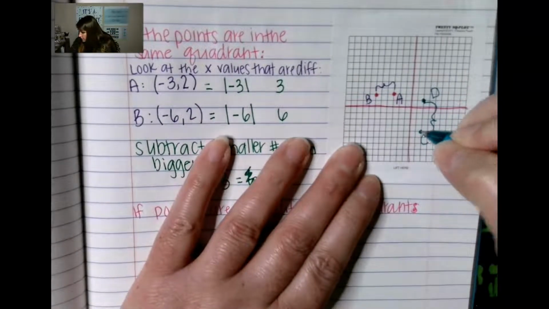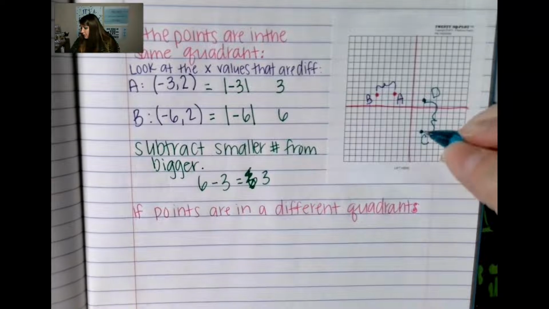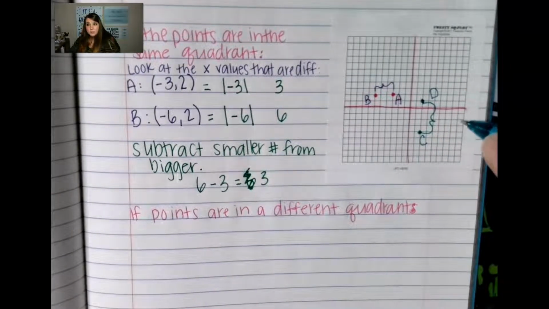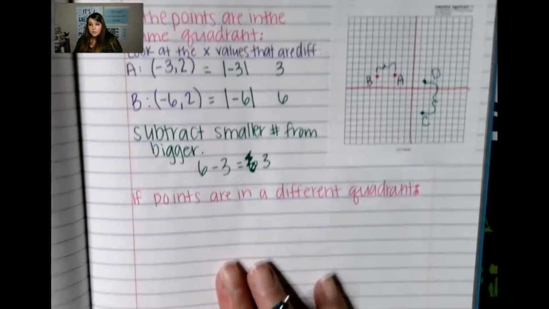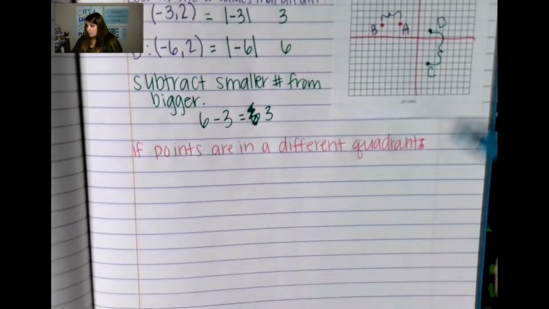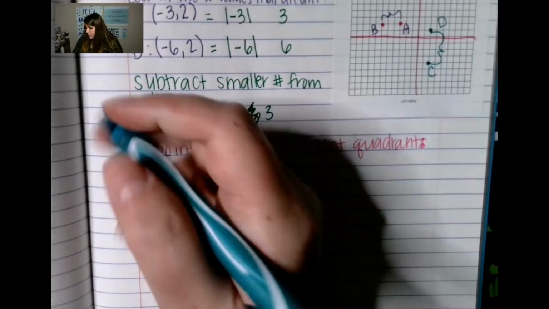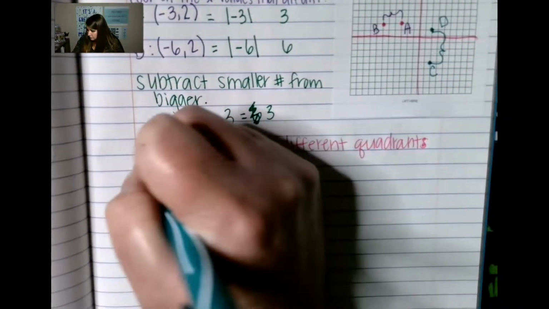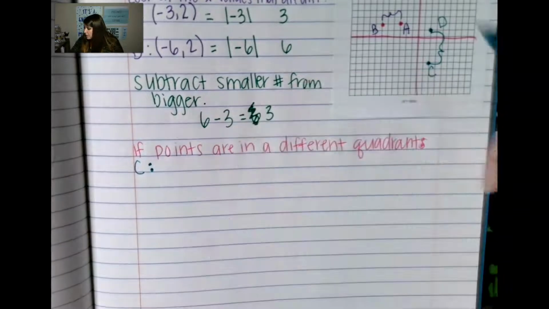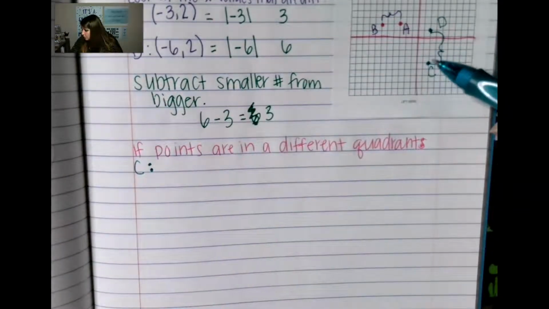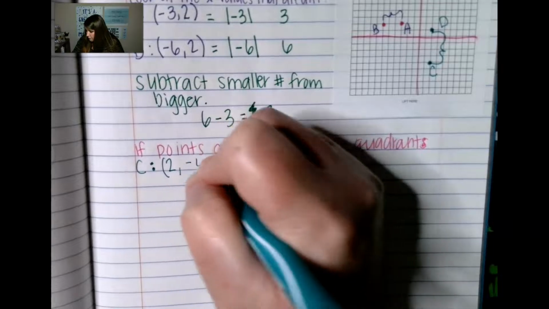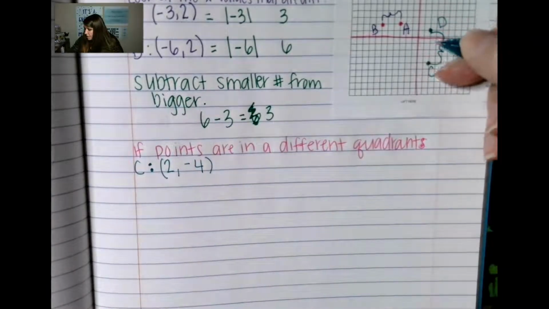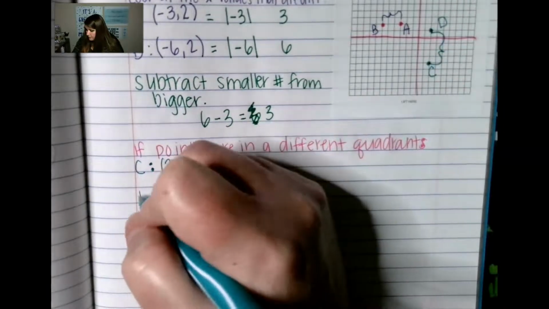So looking at the difference from here to here, we can see when we jump, it's 5 jumps. Or you could also use absolute value. So we're going to look at the absolute value of these ordered pairs. The first ordered pair was point C, and point C was at 2, negative 4. D is at 2, positive 1.